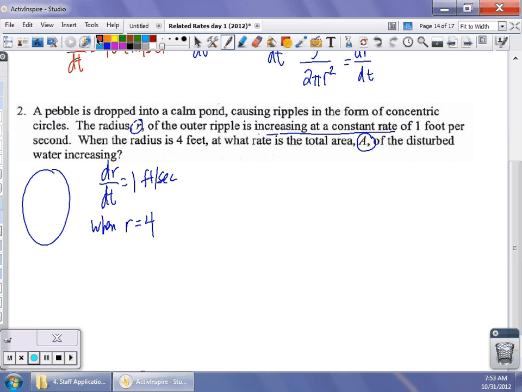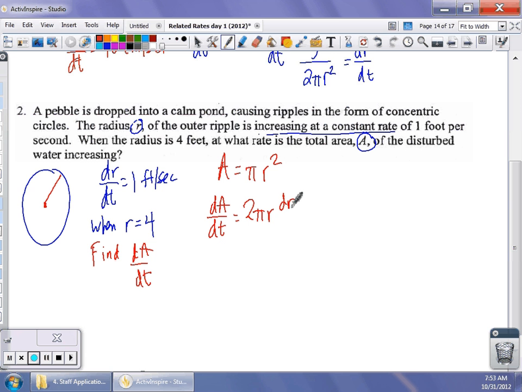So they're asking us to find dA/dt. All right, so we have a circle, we have a radius, and we're talking about area. So we need an equation that's going to connect area and radius of a circle. That's pretty easy. Area is equal to pi r squared. We have our equation relating our variables, so we're going to find the derivative of both sides with respect to time. We get dA/dt is equal to, using the power rule, 2 pi r dr/dt.